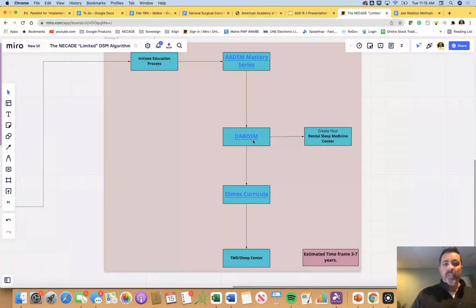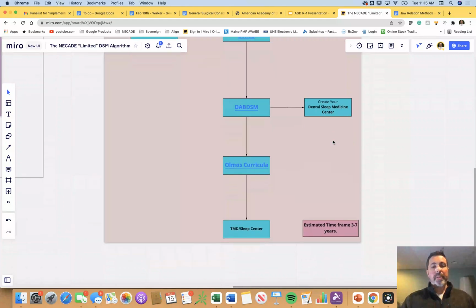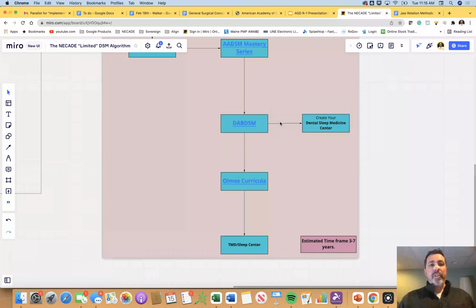After the Mastery Series, you can then sit for your certificate or your diplomacy in the American Board of Dental Sleep Medicine. There are very few things that you can achieve in this world that have higher stature. Once you do that, you can do things like open your own dental sleep medicine center. Although you don't need this to do that, I wouldn't create such a center unless I had this title after my name.